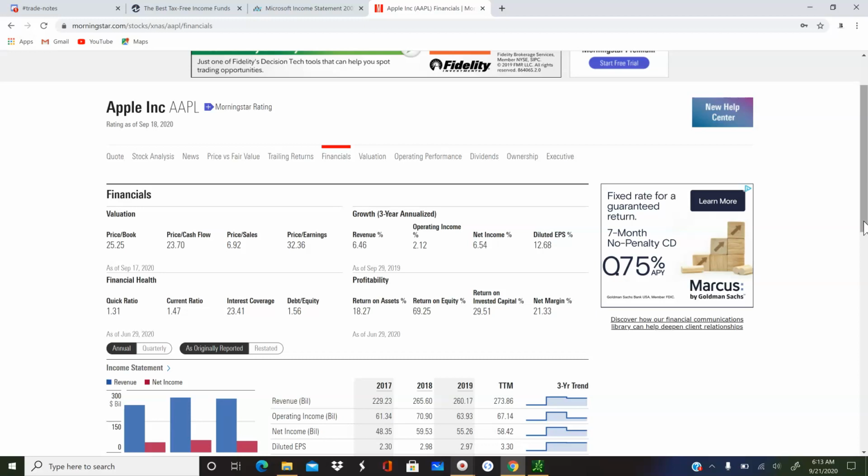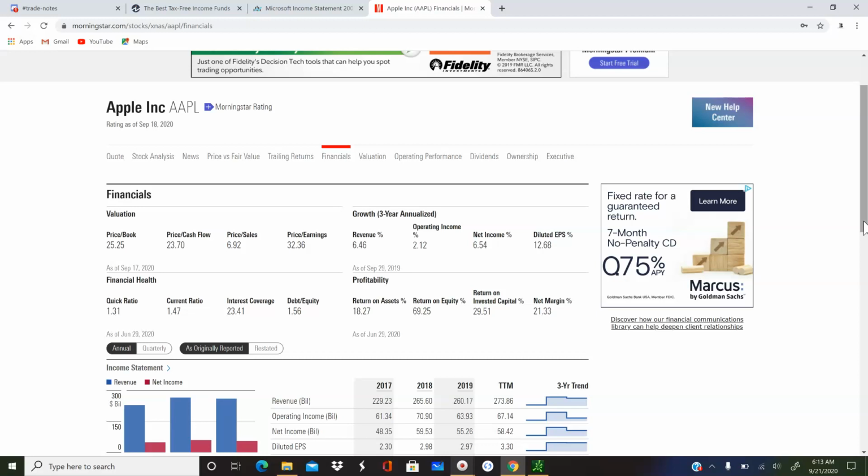Of course, lenders would look at that debt to equity ratio, and the higher that number, the more risky it is to shareholders. And yeah, I said shareholders, so investors.